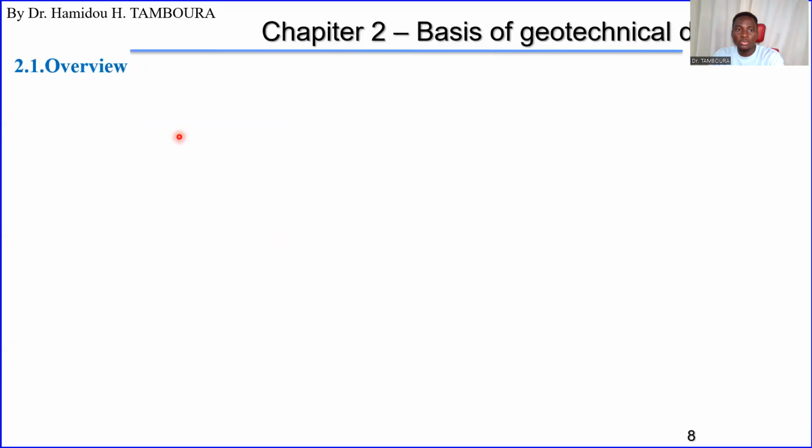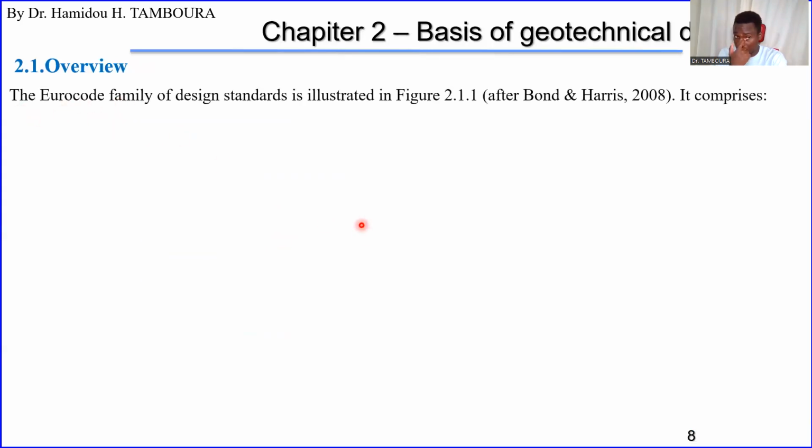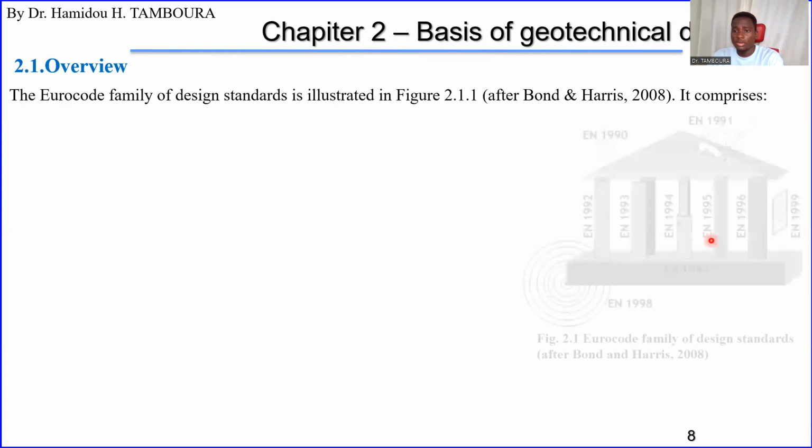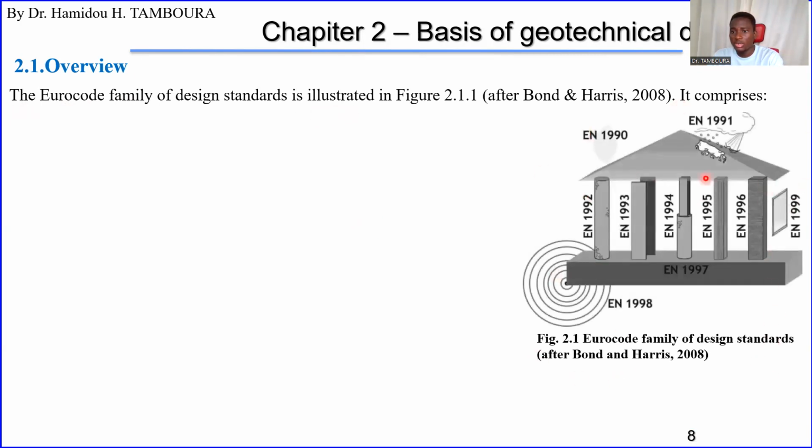Okay, for the overview, we know the Eurocode family of design standards. So in this chart, we have EN European norm 1990, which is about structural design, basis of structural design. 1991, actions on structures, means loads on structures.